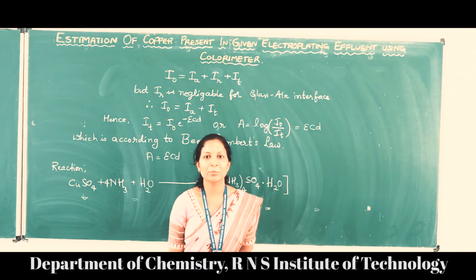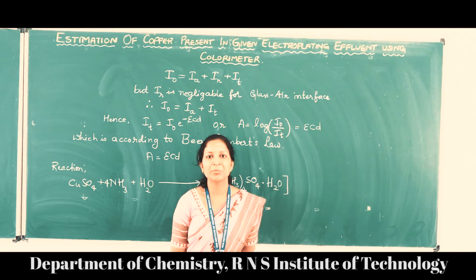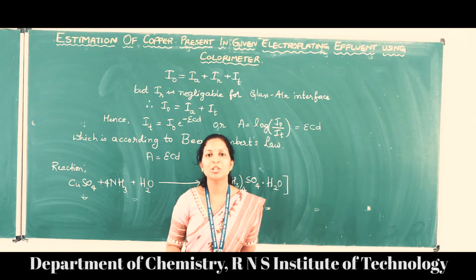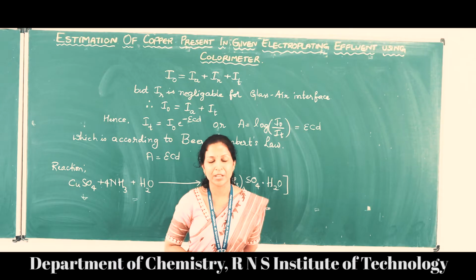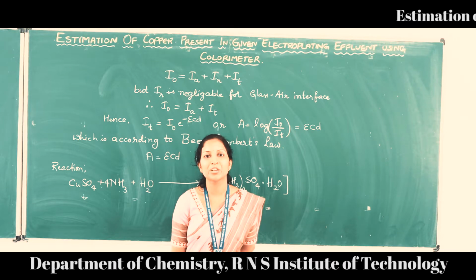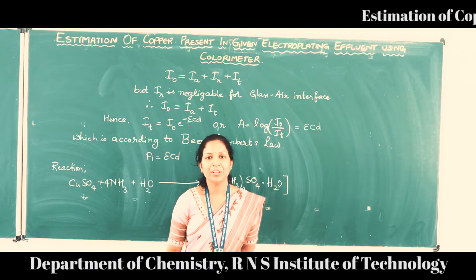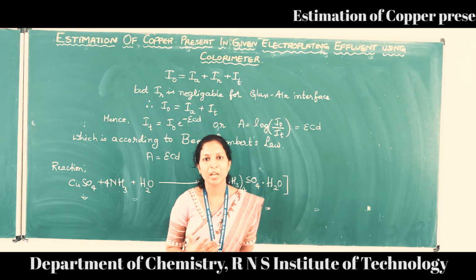Today we will be learning about estimation of copper in the given electroplating effluent using an optical sensor or colorimeter. We are using a colorimeter for our experiment today. Let us learn about the principle of the experiment and then we will move on to the procedure of the experiment. Electroplating effluent means the waste water coming out from electroplating operations. We will be estimating the amount of copper in the given electroplating effluent.